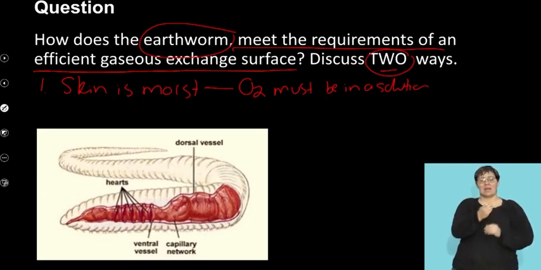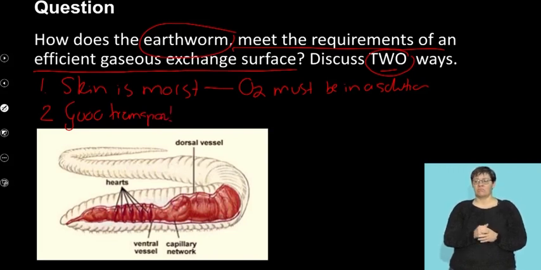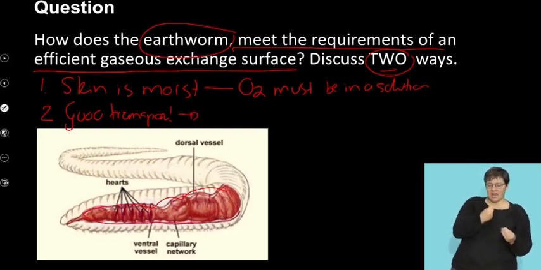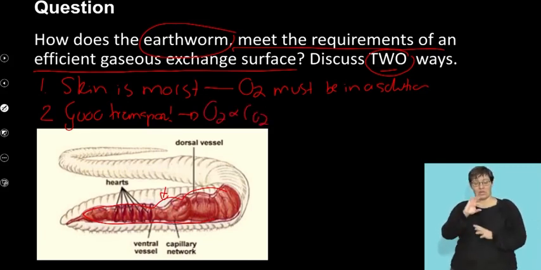The second one I'm going to go with here is a good transport system, and the reason why is because the transport system here is quite obvious. It has a heart, it has blood vessels, and you can see they're directly underneath the skin. So what will happen is we will have a good transport system. The oxygen and the carbon dioxide will be transported to all parts of the body.